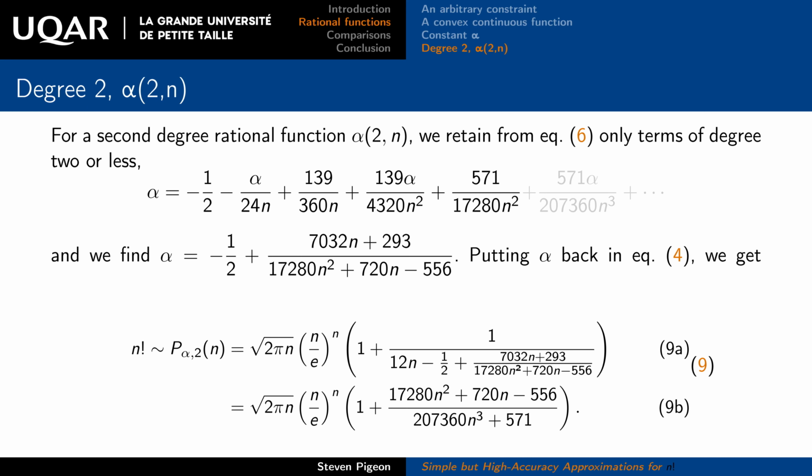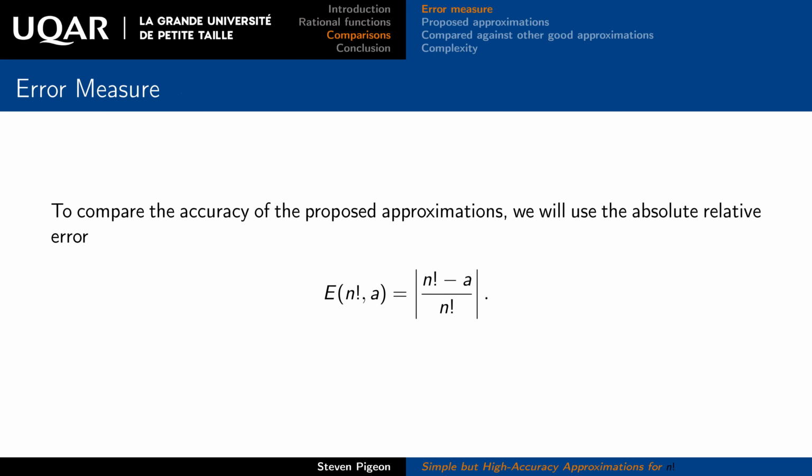Note that the equation numbers match the full paper that will appear in IJAPM. Note also that equations 9a and 9b are strictly equivalent. They're just different forms of the same equation. We will now compare results. First, let's consider the error function. Here, we will use the absolute relative error.